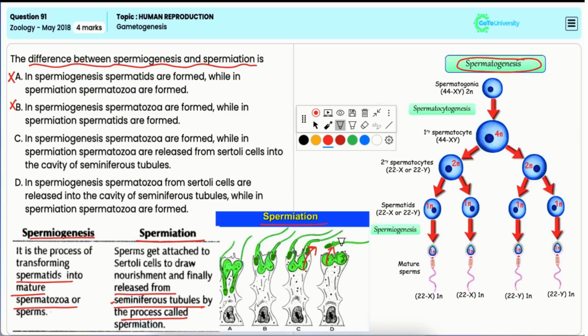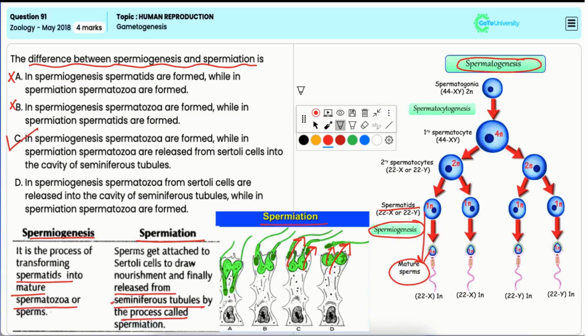Option C. In spermiogenesis, spermatozoa are formed, while in spermiation, spermatozoa are released from the Sertoli cells into the cavity of the seminiferous tubules. Now, this option correctly describes both processes. During spermiogenesis, spermatids mature into spermatozoa, and in spermiation, these mature spermatozoa are released from the Sertoli cells into the cavity of the seminiferous tubules. Thus, it is the correct option.